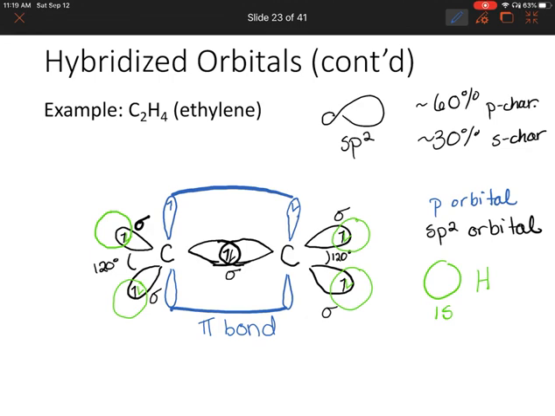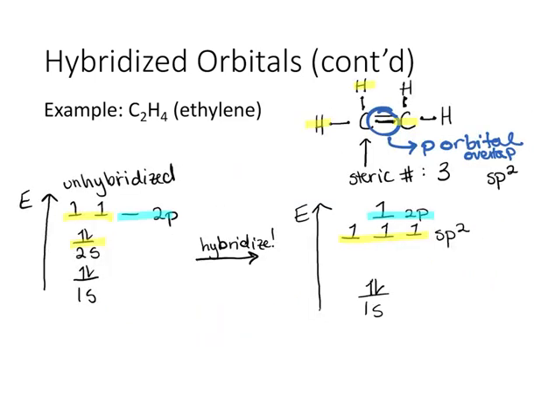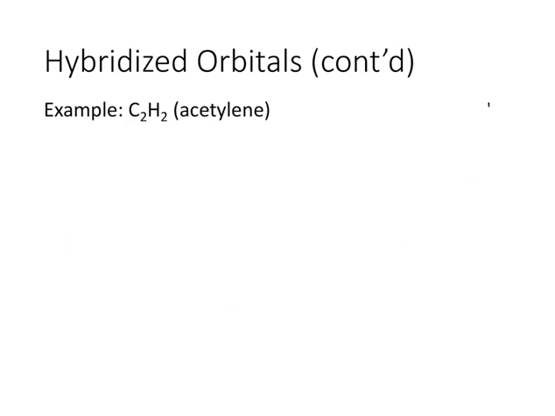Okay, so this is how we use hybrid orbitals to explain double bonds. Again, we have 3 sp2 hybrid orbitals and 1 2p orbital that's just left over, but also has an unpaired electron that can then make a double bond. Okay, now what about triple bonds? So let's look at another molecule. This one's called acetylene, C2H2.